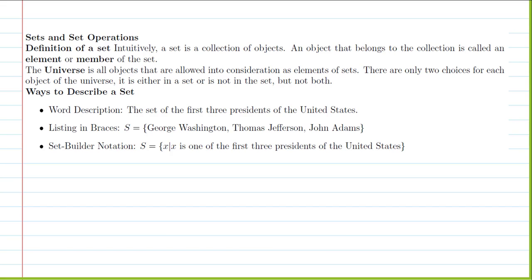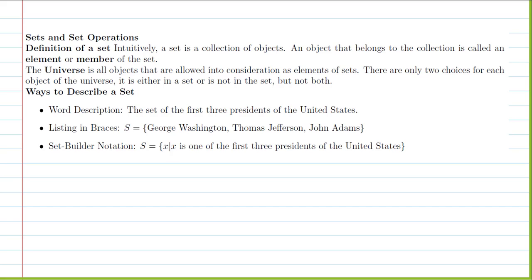So, sets and set operations. We're going to define a set. Intuitively, a set is just a collection of objects. An object that belongs to the collection is called an element or a member of that set. The universe is all objects that are allowed to be in consideration as elements of the sets.